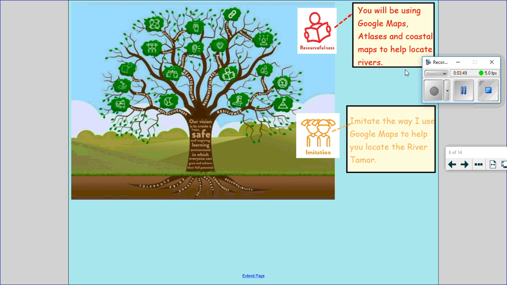And then imitation, you're going to imitate the way I use Google Maps to help you locate the River Tamar. So I'm going to be finding the River Dart and showing you how I do that. And then you're going to do the same for the River Tamar.